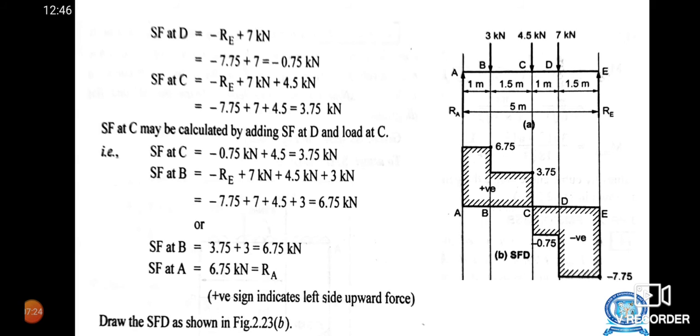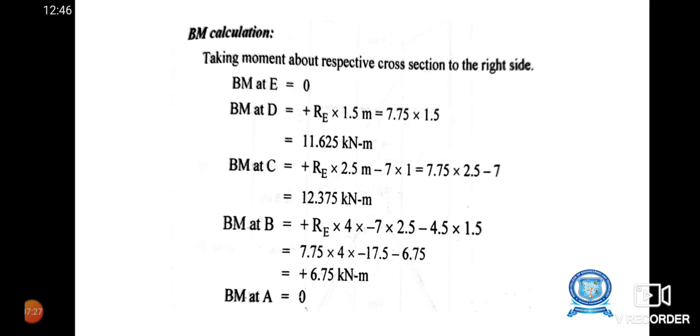Next, we will do the bending moment calculation. So bending moment at E point is 0. The moment formula is force into distance minus force into distance. So first of all, bending moment at E point, no distance will be acting, so E is equal to 0. Bending moment at D point: the reaction force will be a positive sign, RE into the distance between E and D, 1.5. So 7.75 into 1.5. The value of bending moment at D point is equal to 11.625 kilonewton meter.